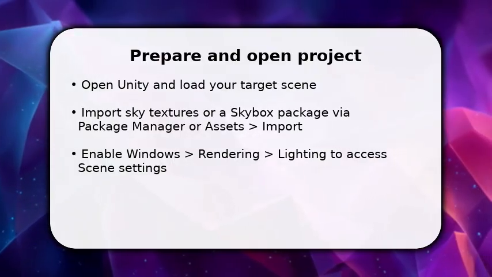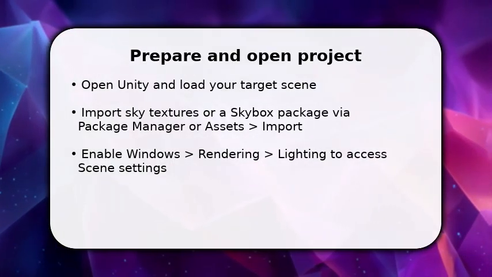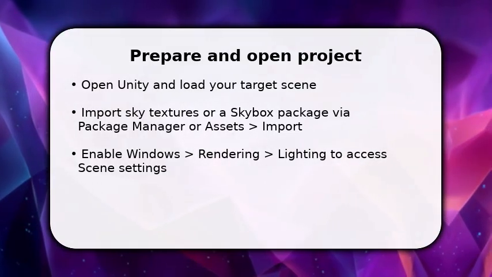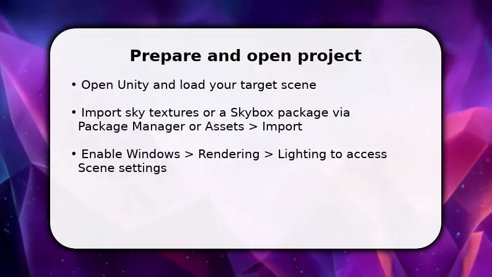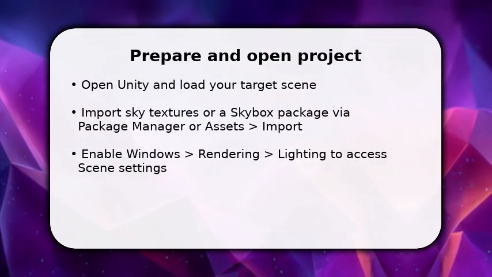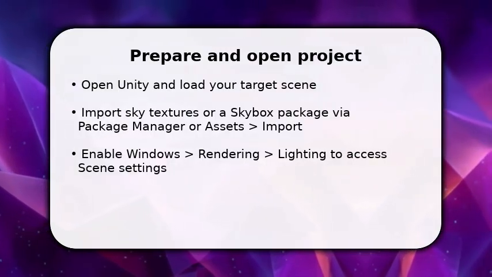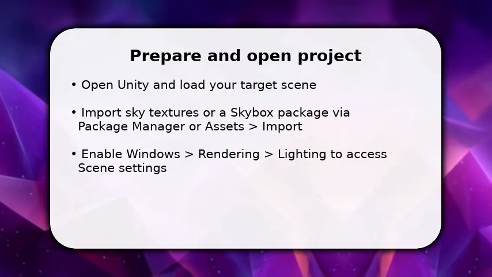Start by importing the sky textures or the built-in Skybox package if you haven't. Once imported, open the lighting window from Window, Rendering, Lighting to access environment settings. Make sure your project uses the correct render pipeline, built-in or URP, because the material workflow differs.